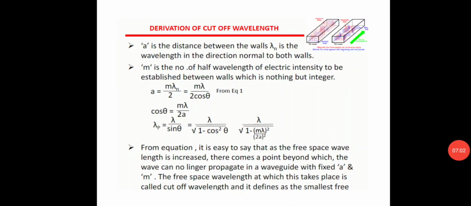Waveguides can support many modes of transmission. Our microwave textbook will tell you about this, but we don't really care. The usual mode of transmission in rectangular waveguide is called TE10. The cutoff wavelength for this mode is very simple. Lower cutoff frequency is c upon 2a.